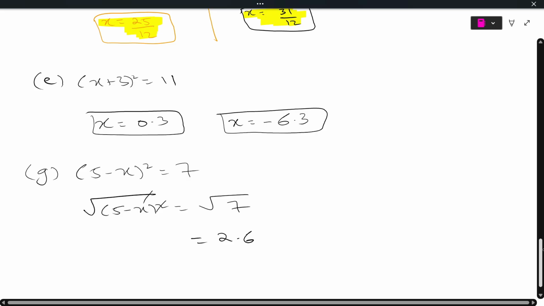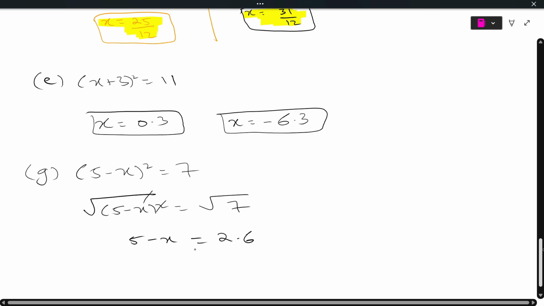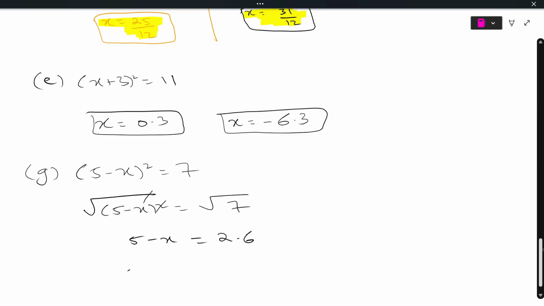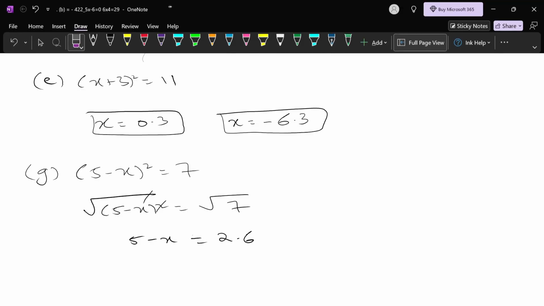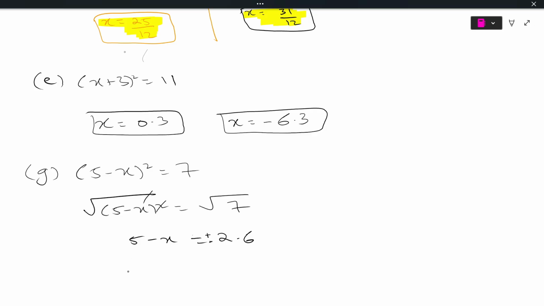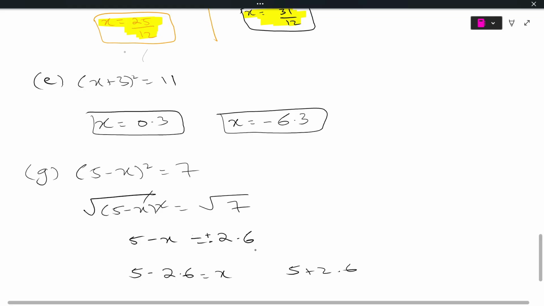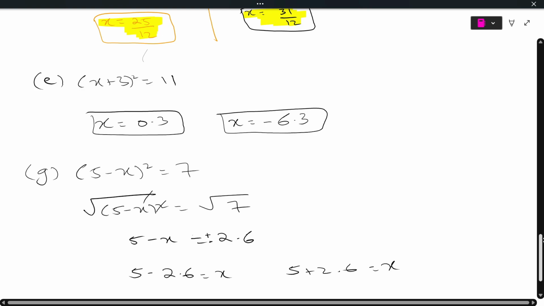So let's just take 2.6, okay? And this square and square root will cancel out, so we'll only be left with 5 minus x, and therefore I can send x to the other side, so it becomes positive. By the way, whenever we remove the under root, we have one value in positive and the other one in negative, okay? So that means the first value is going to be 5 minus 2.6, in the case where 2.6 is positive, and that's going to be equal to x. The second value is going to be 5 plus 2.6, in the case 2.6 is negative, and that's going to be equal to x, okay?